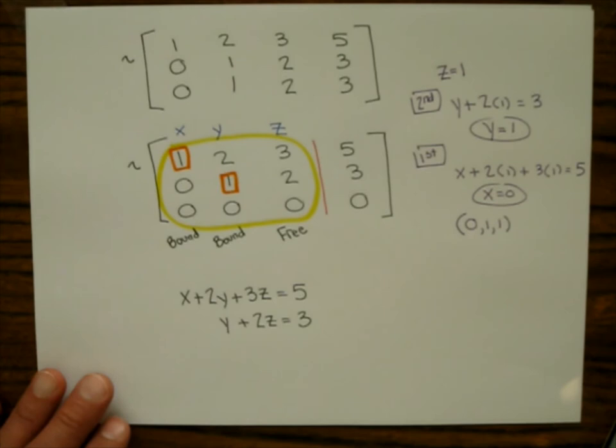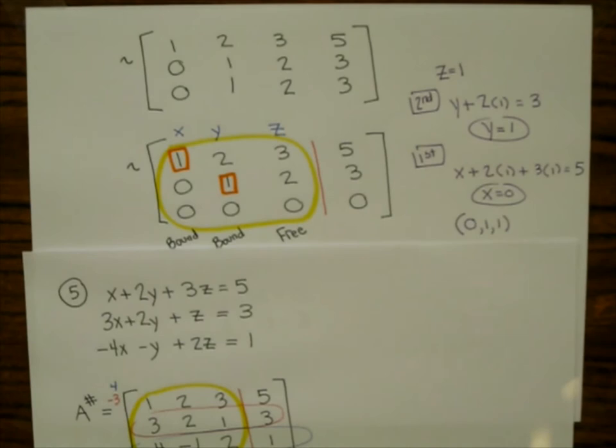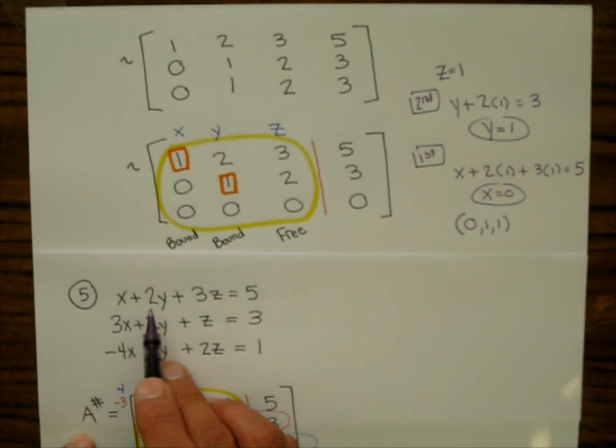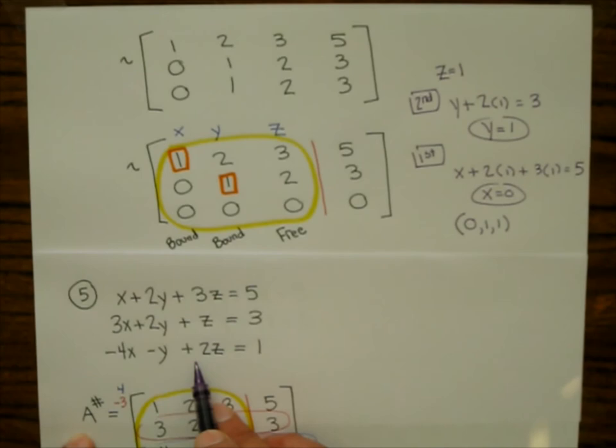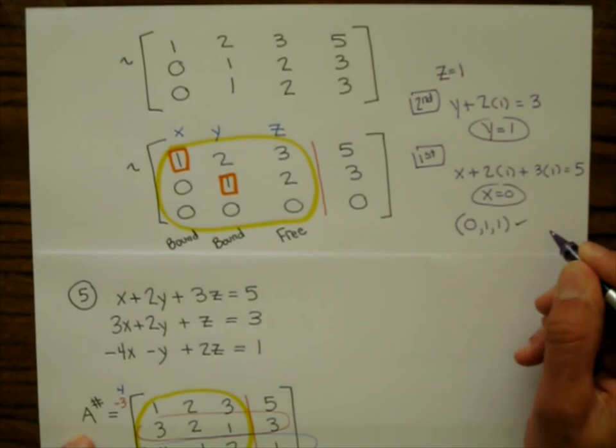And what equation is that? Well, it will satisfy the system. And look, if X is 0 and Y is 1 and Z is 1, you have 0 plus 2 plus 3 is 5. And then you have 0 plus 2 plus 1 is 3. And then in this one you have 0 minus 1 plus 2. So you have negative 1 plus 2, and that's 1. So this does work.